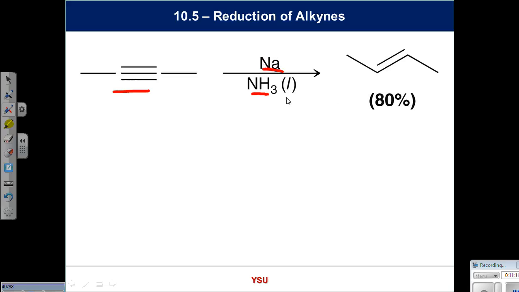And the L right there means liquid. And if you do that, you get the opposite alkene, I should say. You start off with an alkyne, and you end up with this. And this is the trans outcome.